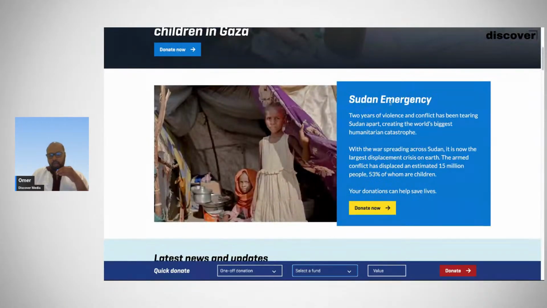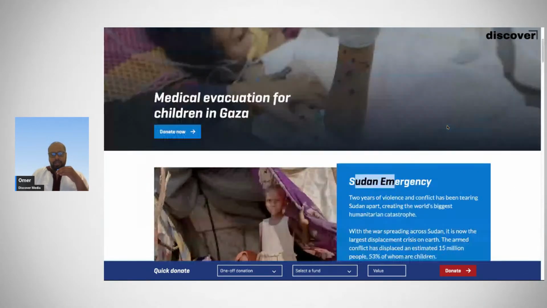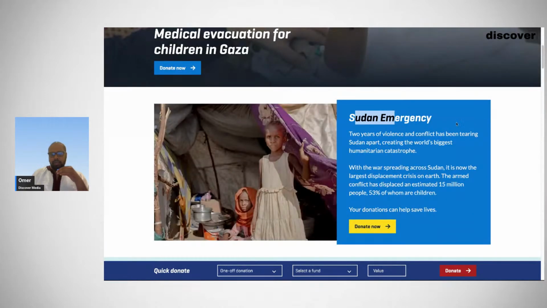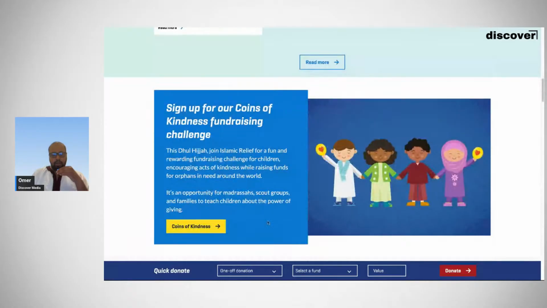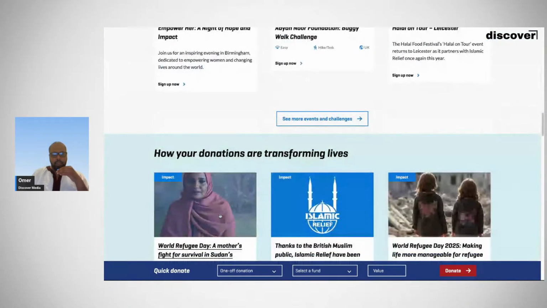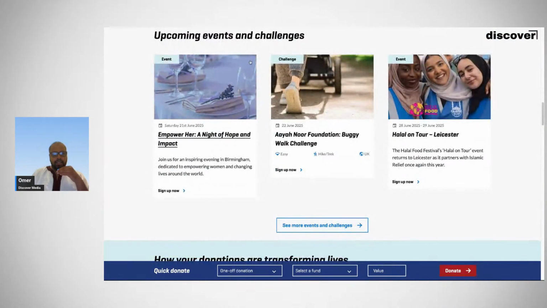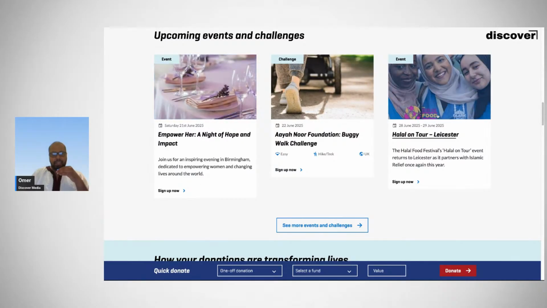And you go down. The next thing is Sudan, and not a lot of people are covering Sudan. And you can see straight away the branding, the blue and then also the yellow. They're using it a lot for their call to action. And this is their upcoming challenges. We're going to speak about this.